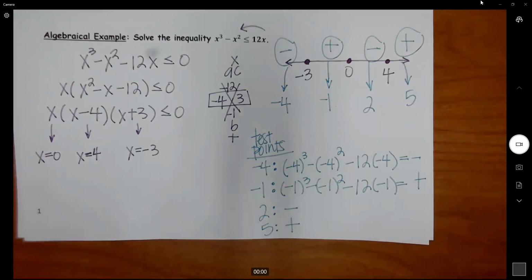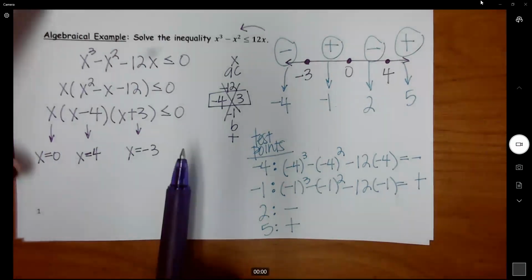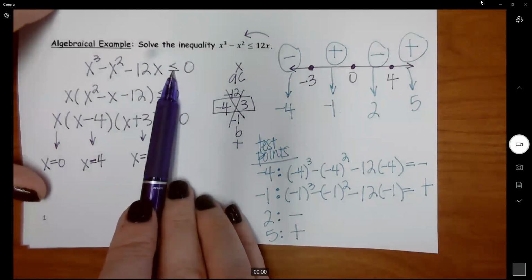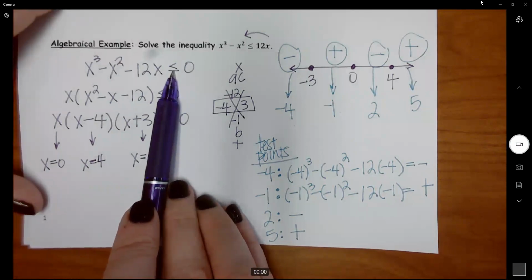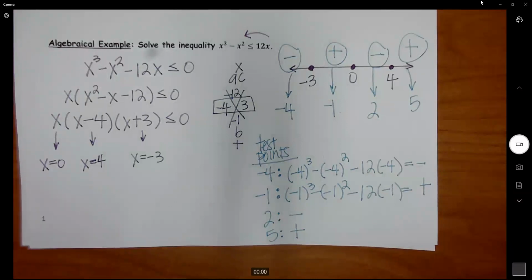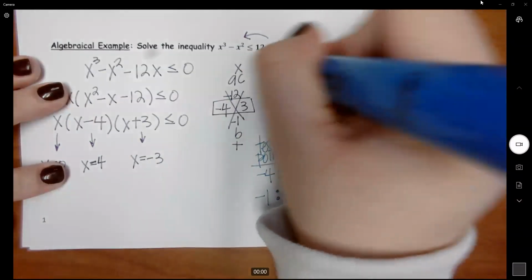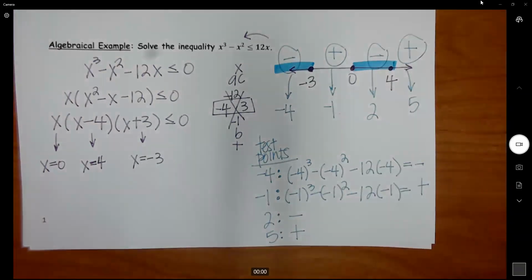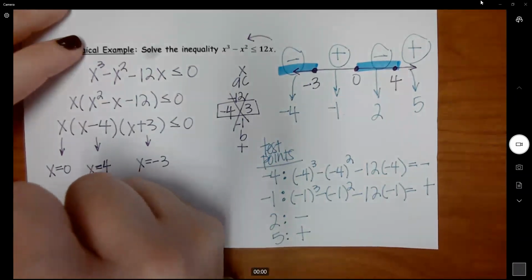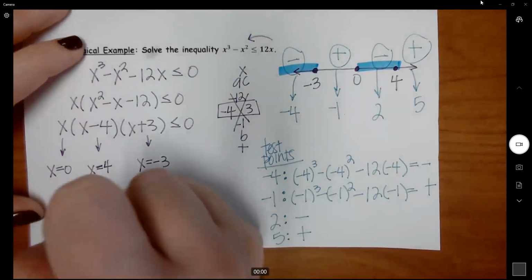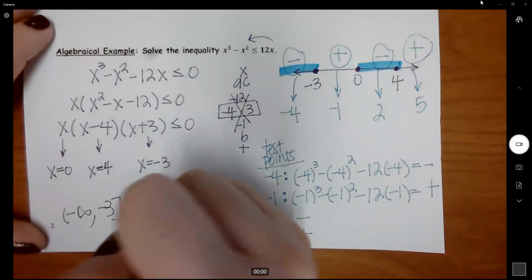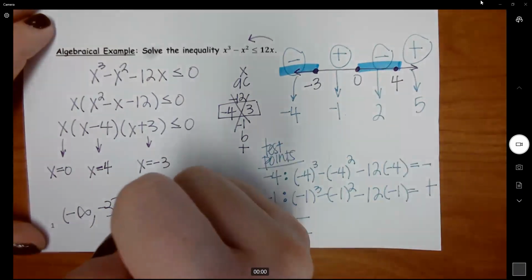Okay. Once we figure out our test points, now we go back up to the original. I want to know when this is less than or equal to 0. Well, that is these 2 negative portions here. So I want to describe this portion and this portion here. This first portion is negative infinity to negative 3, and this one will get a bracket because it's or equal to, and then bracket 0 to 4 with a bracket.